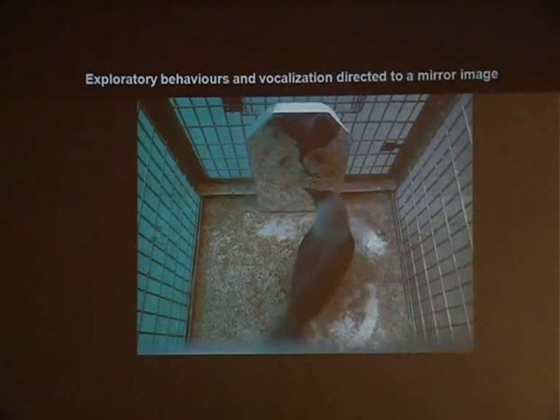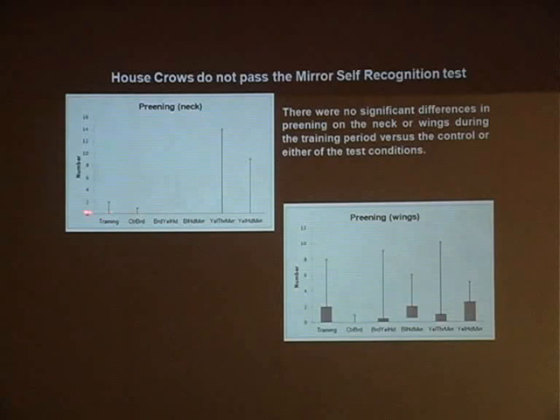But when it came to preening on the neck, there was no difference across conditions. In fact, there was barely any preening throughout these different conditions. Neither during the training periods do they do much preening, nor in the other conditions. And they did some amount of preening on their wings, but again, not very much. So it appears, at least according to the test, that they don't recognize themselves in mirrors.